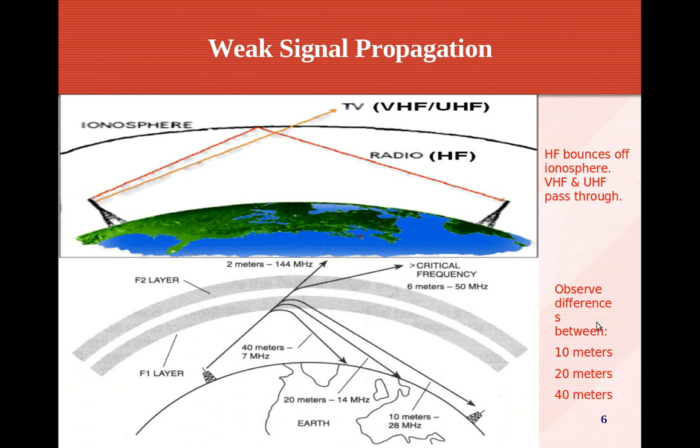And you can observe the differences between the different frequencies. 2 meters tends to go straight through. 6 meters is kind of one of those weird bands where it could do either or. It can either bounce off the ionosphere or go straight through it, depending on how the ionosphere is charged. 40 meters, you have a short skip distance. Then we have 20 meters, 14 megahertz, which has a little bit longer skip. And then we have 10 meters, which is 28 megahertz, which is even longer. So as frequency goes up, your skip distance starts increasing.